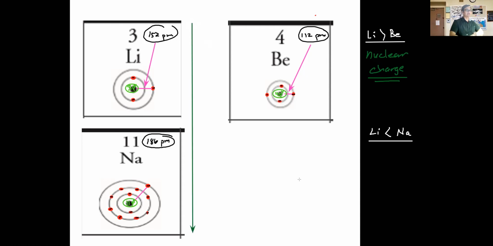Well, the simplest answer first and foremost, there's only one reason for the period trend. Okay, so let's make sure you keep that in mind. The first reason is that you just have electrons that are in higher energy levels. You have electrons in a higher energy level.